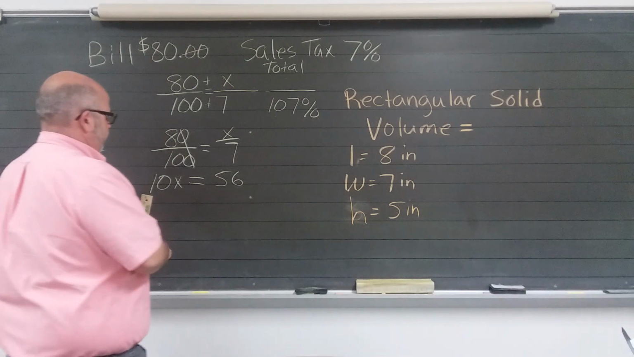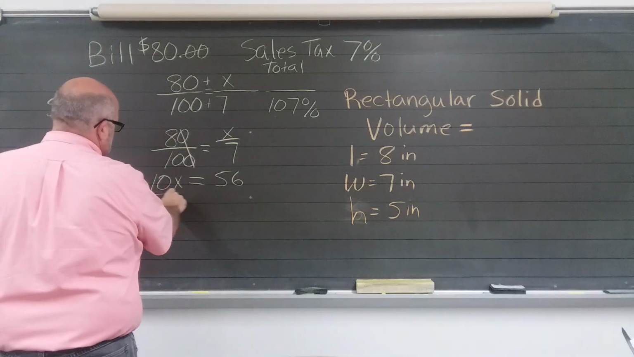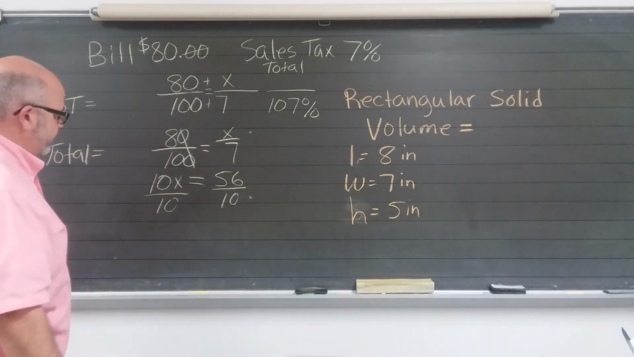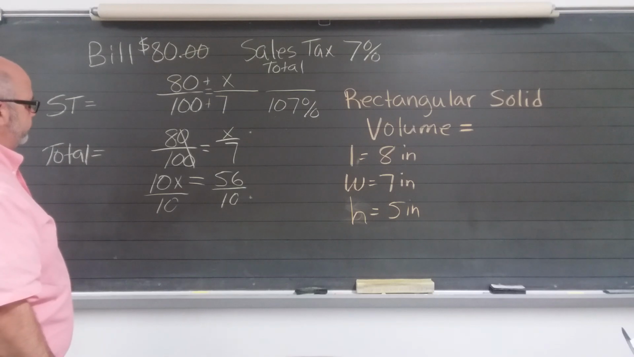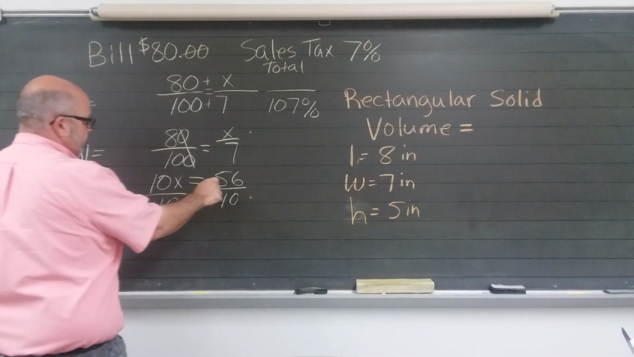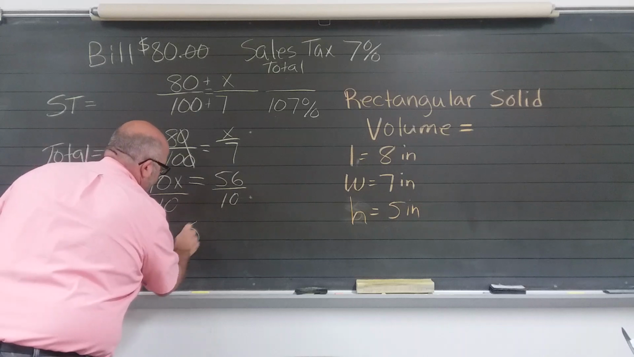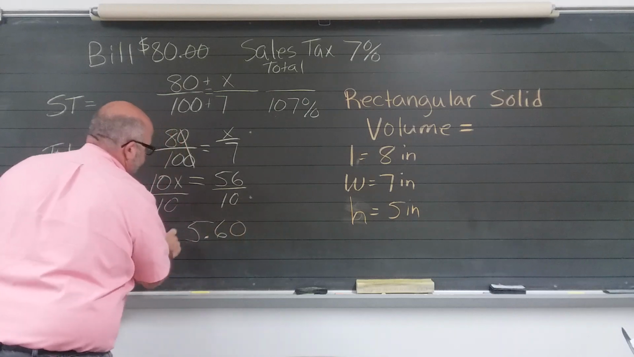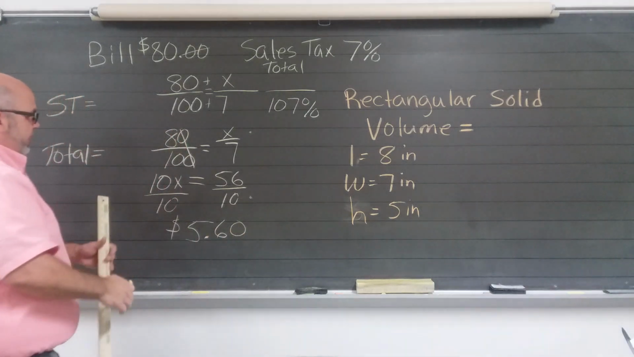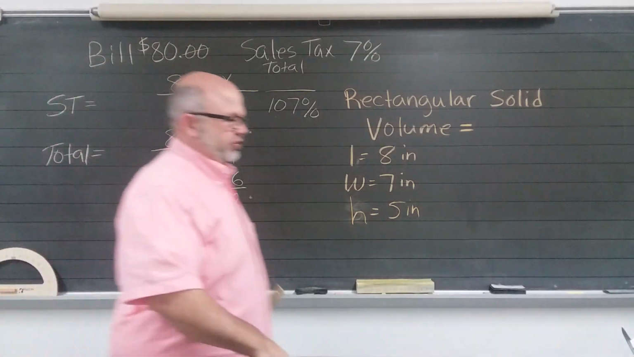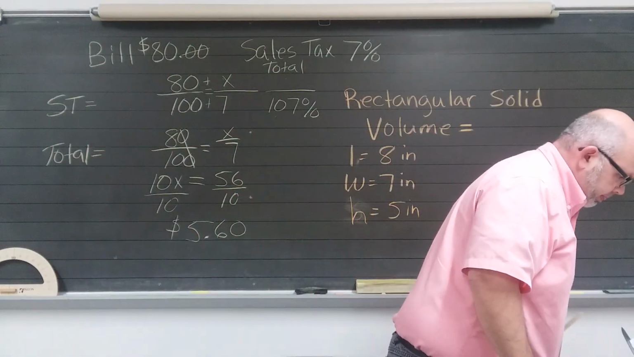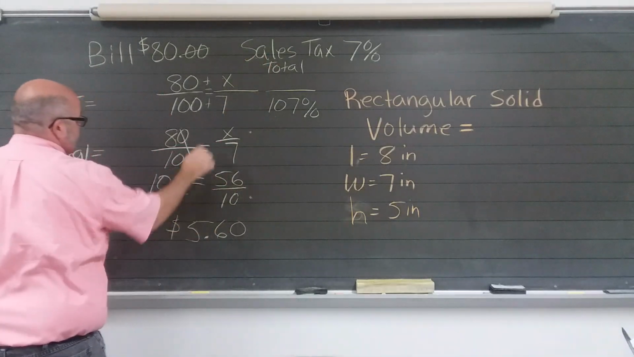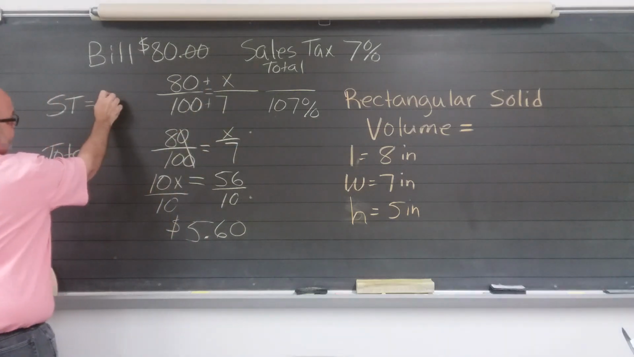All right, divided by 10, divided by 10. 56 divided by 10 does what? What's the decimal here? 5.6. Now we're talking money, so add a 0 there. And that is your sales tax. $5.60. Check my math, sure. Yes, $5.60 is your sales tax. The missing number is your sales tax.